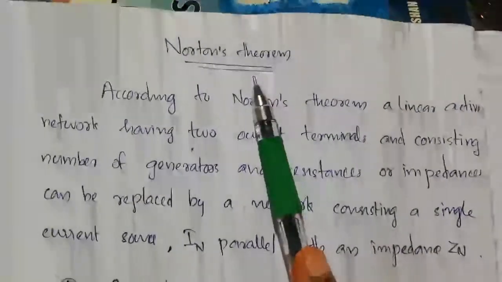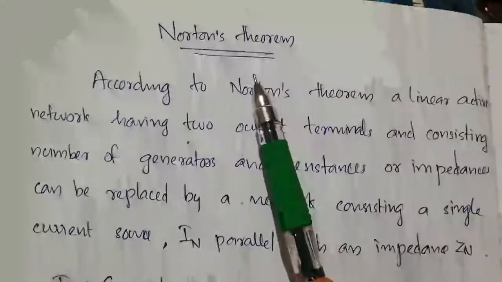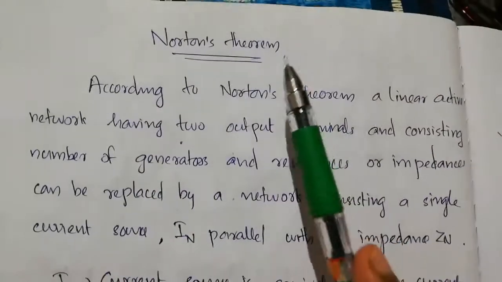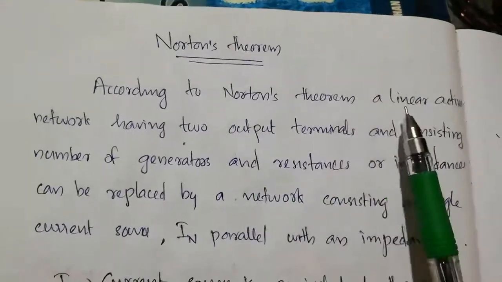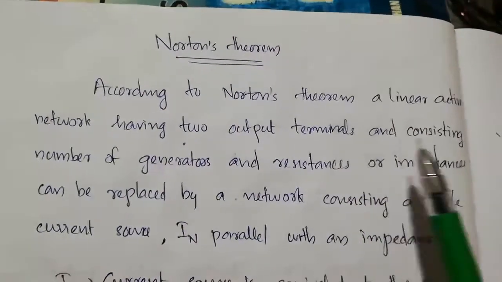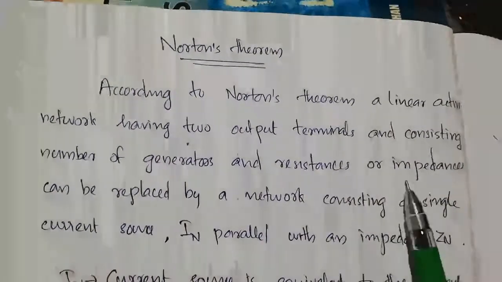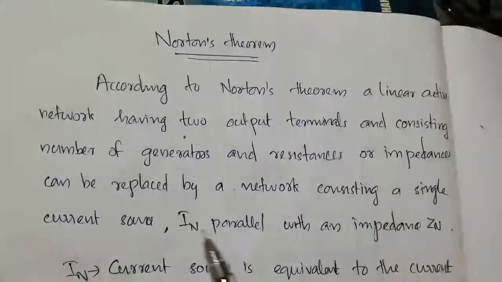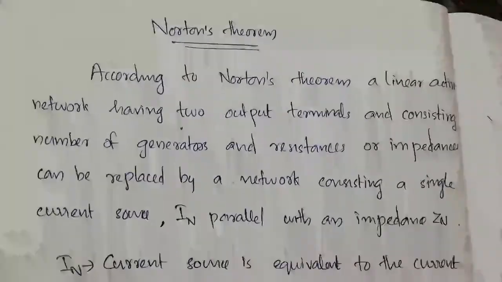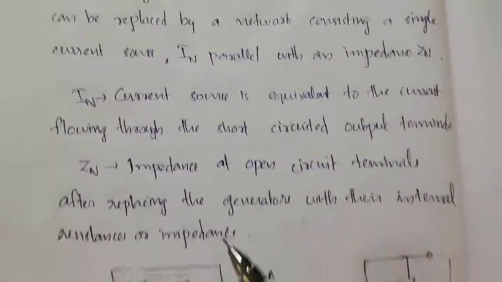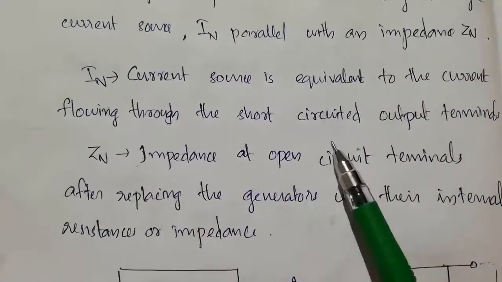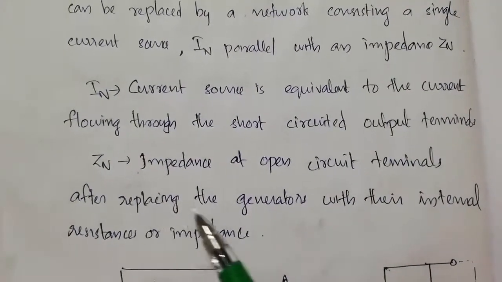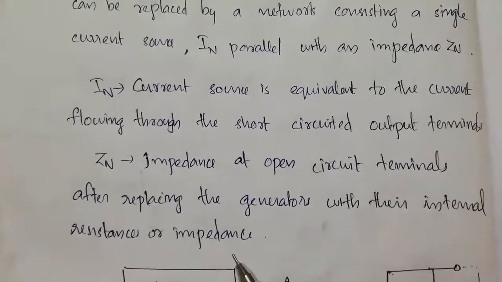So till now we have discussed Thevenin's theorem. Now we have one more equivalent theorem, that is Norton's theorem. In that, the voltage source is replaced by a current source. According to Norton's theorem, a linear active network having two output terminals and consisting of a number of generators and resistances or impedances can be replaced by a network consisting of a single current source IN in parallel with an impedance Zn. IN is the current source equivalent to the current flowing through the short circuited output terminals, and Zn is the impedance at the output terminals, or open circuit terminals, after replacing the generators with their internal resistance or impedance.